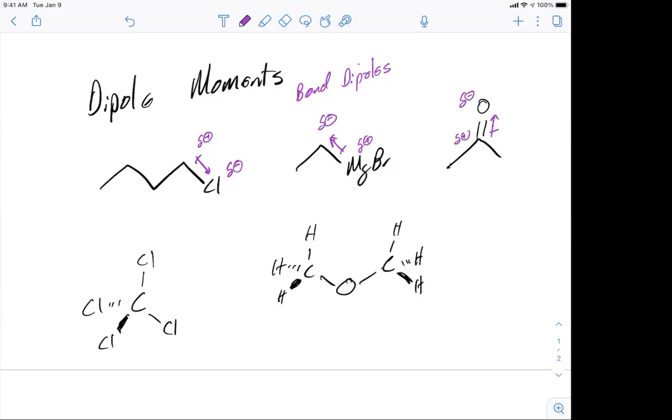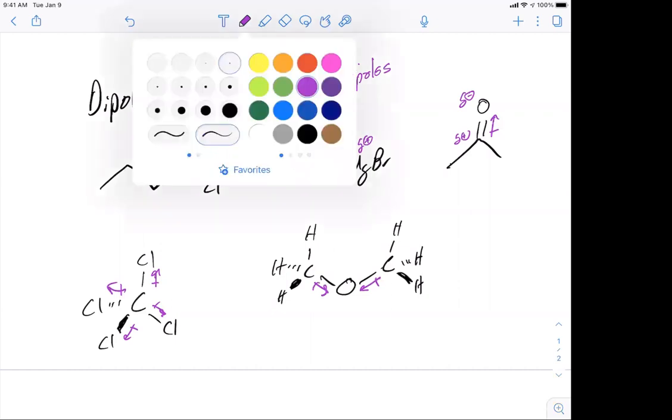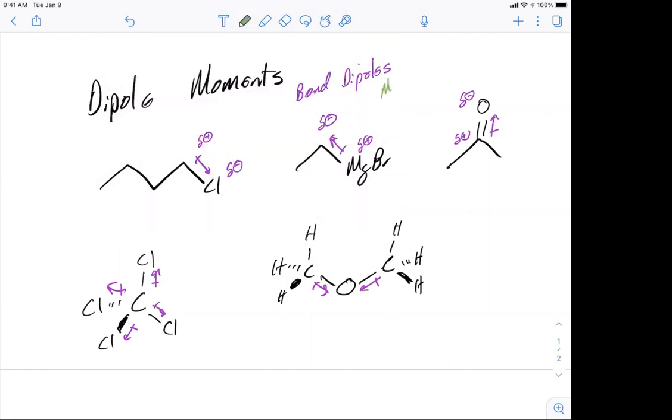In this one, the chlorine is more electronegative. All right, so we have dipole moments going in all 4 directions. Here we have dipole moments between the carbon and the oxygen. So if we look at these, we've got all those dipole moments. Now let's come back and put in molecular dipoles.